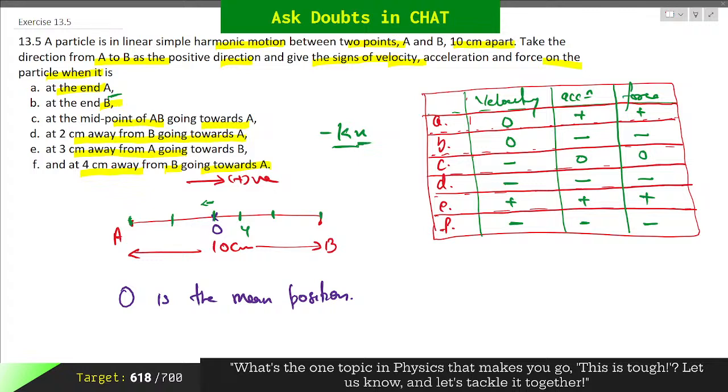Now when the position of the particle is at the midpoint, and it is going towards A, that is, it is moving in the negative direction of the x-axis, so its velocity is going to be negative because it is moving in the negative direction. And since the motion is retarding because the restoring force is acting with the magnitude of minus kx, the force will be in the positive direction. So again velocity is negative and force and acceleration are in the positive direction.